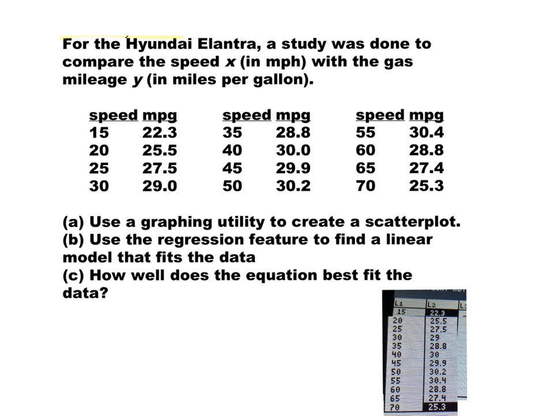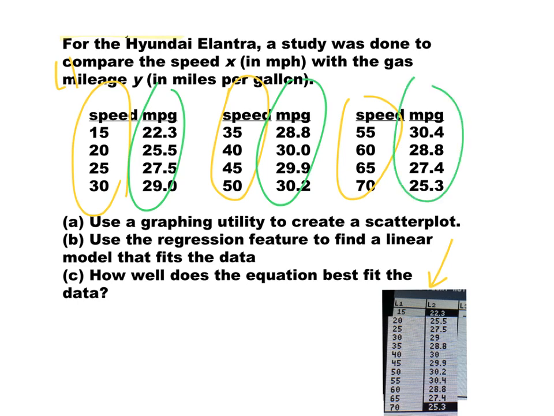So what I want you to do is enter the data into your calculator. Enter in the speeds in list 1, and enter in the miles per gallon that correspond to those speeds in list 2. You need to make sure that the speed corresponds with the miles per gallon. So for example, the speed of 20 corresponds to 25.5. So I want you to enter the data into your calculator into two lists. Take a picture of your calculator and include it on this assignment.